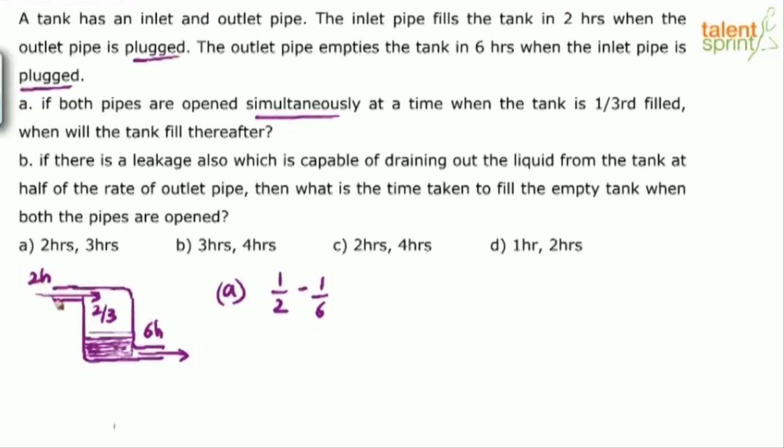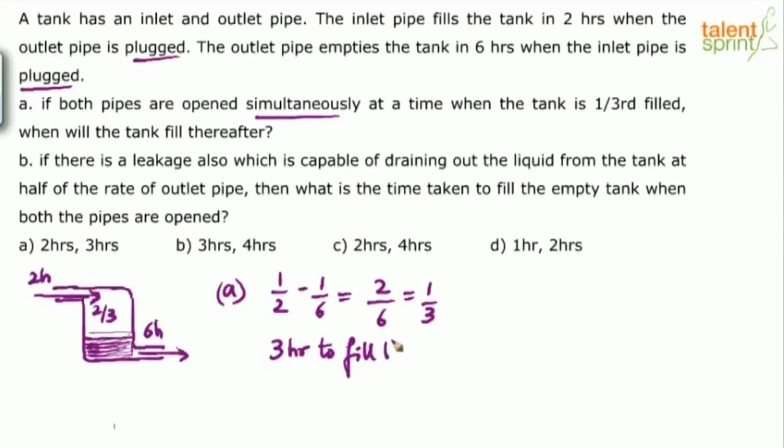Remember the concept of pipes and systems. This pipe is doing a positive work. The second pipe does negative work. So the first pipe's capacity can be taken as 1/2 and that of second pipe can be taken as minus 1/6, negative capacity. So find out the total capacity. 6 is the LCM. 3 times minus 1 time. So 2/6, which is equal to 1/3. So we can say overall it takes 3 hours to fill the full tank.